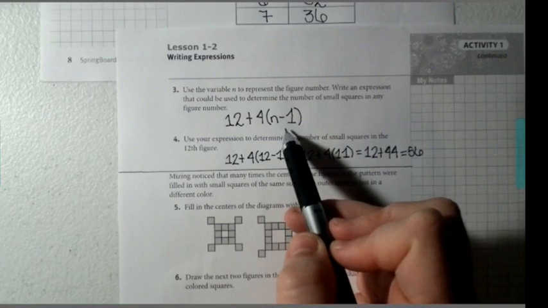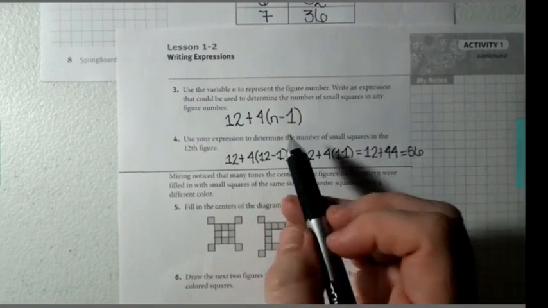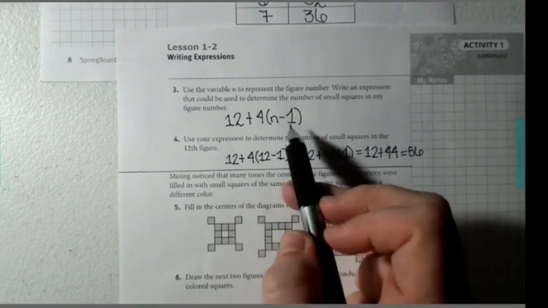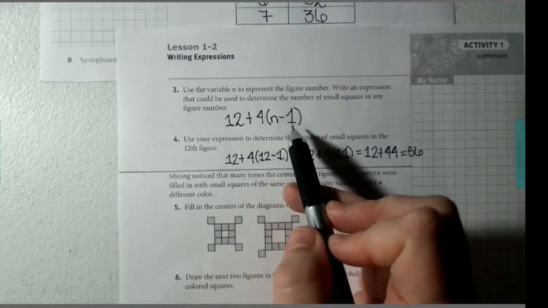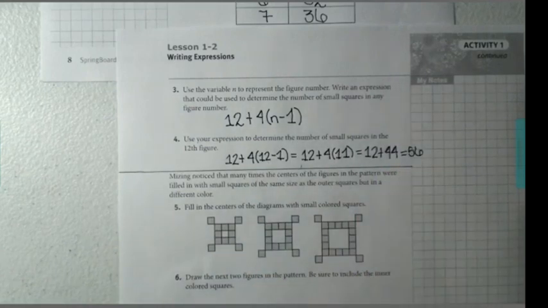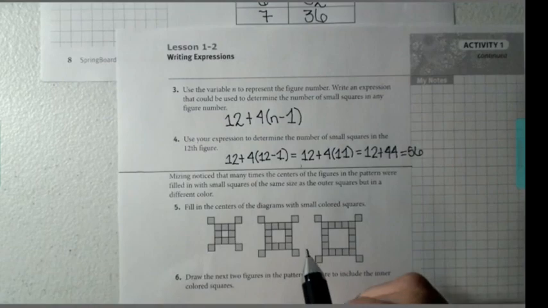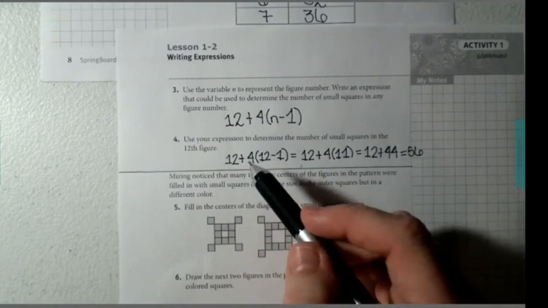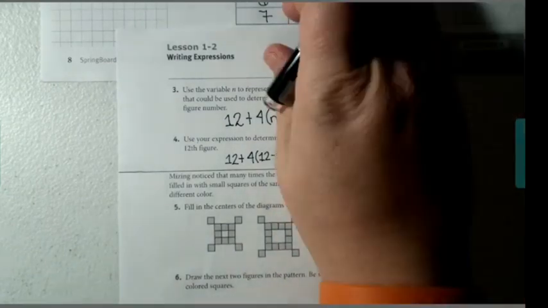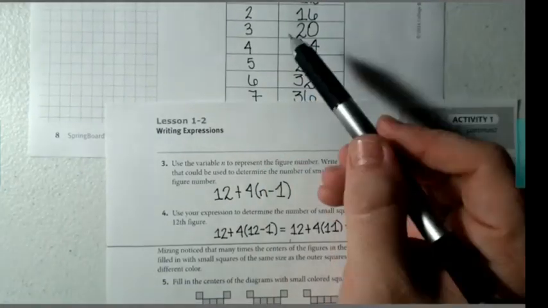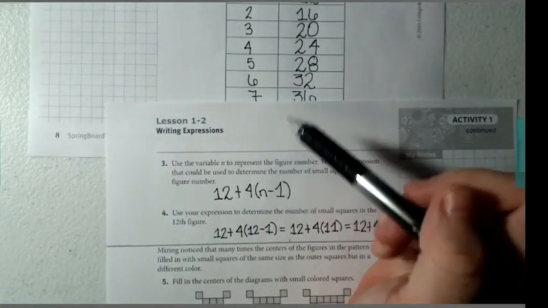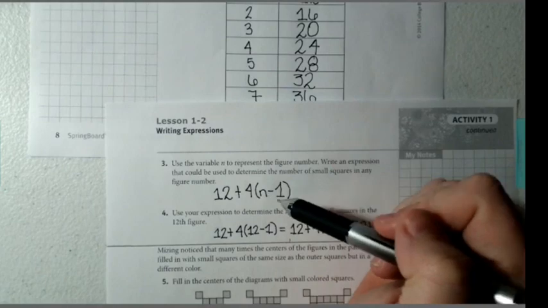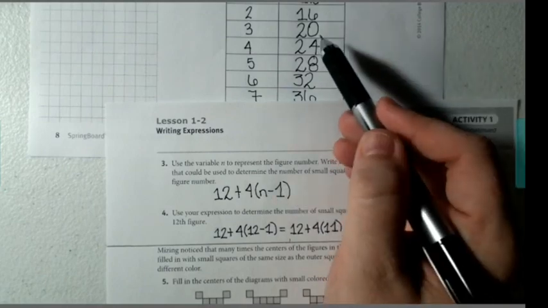Well, but we don't start with figure 0. We start with figure 1. So we have to do this n minus 1 in order to accommodate for that. And if you would have gone back and checked your answers and plugged in maybe 3 into the expression, you would have noticed that if you did not include this minus 1, you wouldn't have gotten 20.